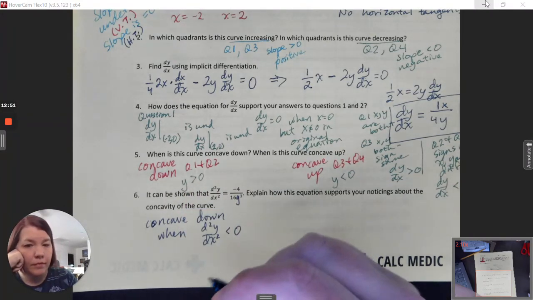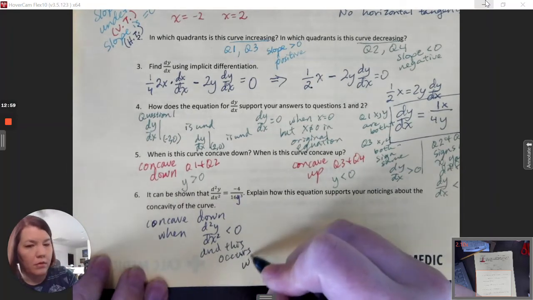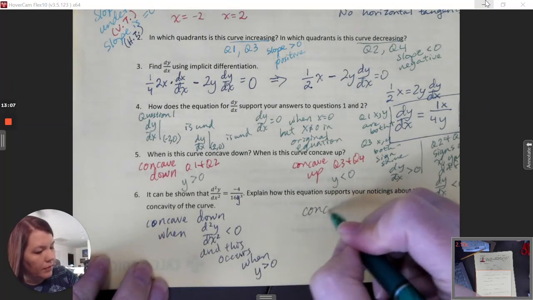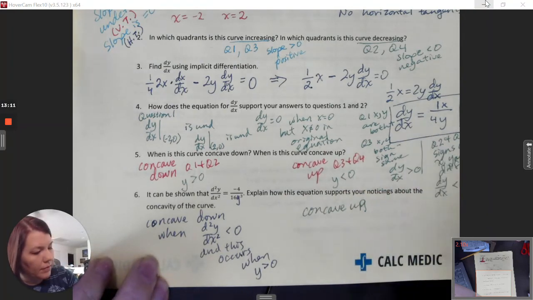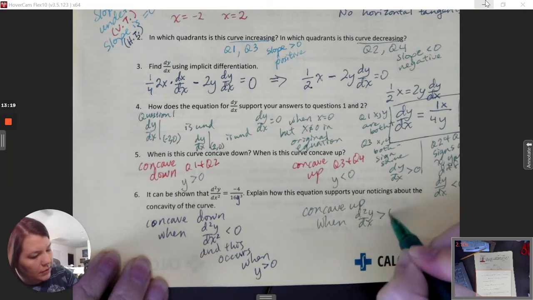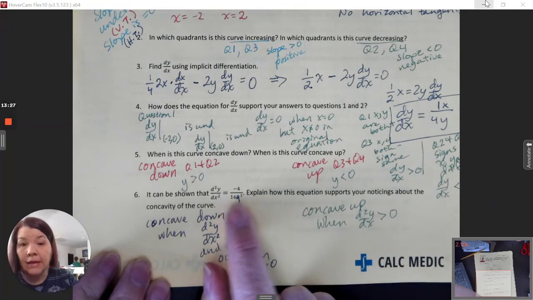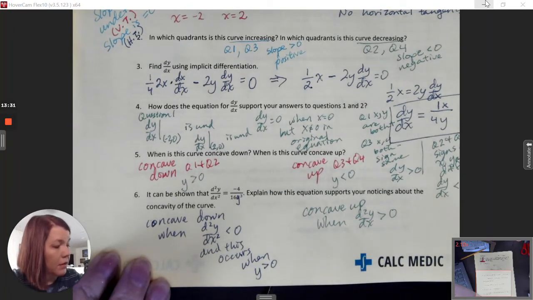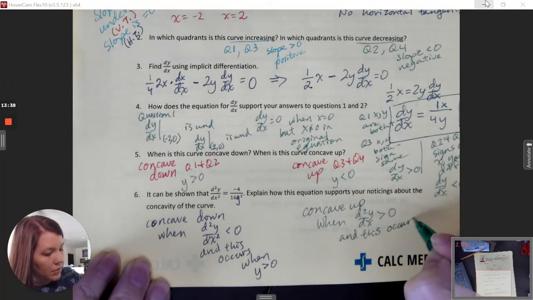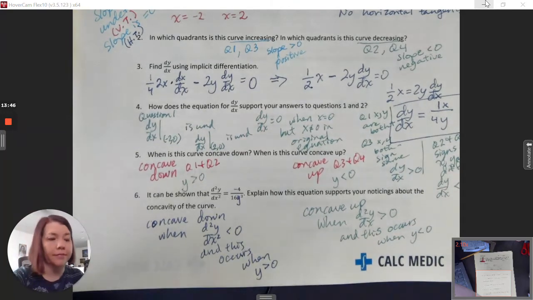And then it's concave up when the second derivative is positive. And since again we have a negative divided by whatever the sign of this is, and this is the same sign as y, this is the same thing. This occurs when y is negative. Okay. There we go. Questions so far?